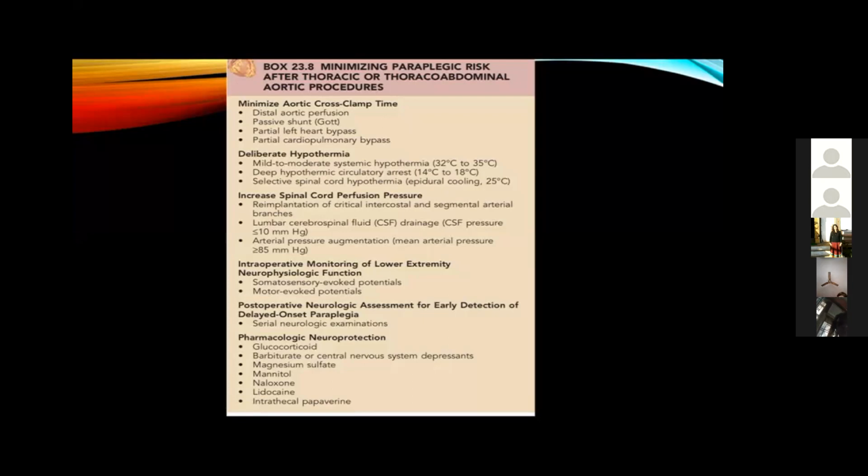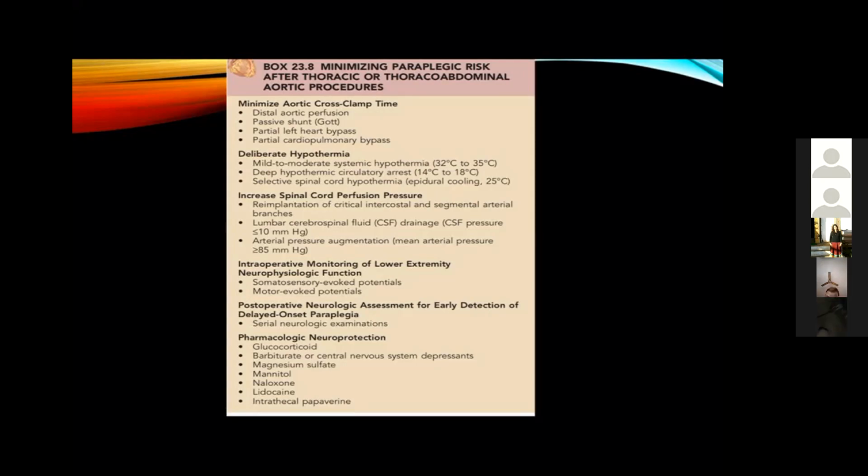Increase the spinal cord perfusion pressure. We have to increase this SCPP. So reimplantation of the critical intercostal and segmental arterial branches. In our setting, my experience with reimplantation of these critical intercostal and segmental arterial branches is very limited. But normally we do the lumbar CSF drainage when the CSF pressure exceeds 10 millimeters of mercury, and normally we augment the arterial pressure so that the mean arterial pressure should be more than 85. And intraoperative monitoring of the lower extremity, there is somatosensory evoked potential or motor evoked potential.